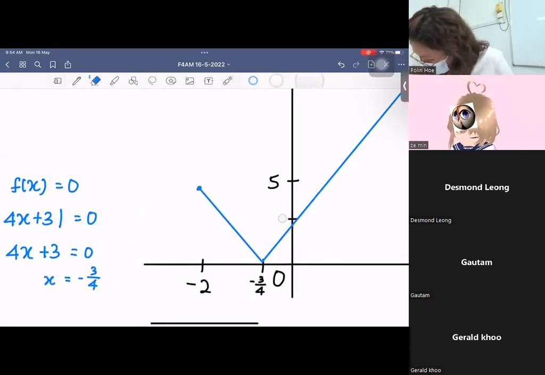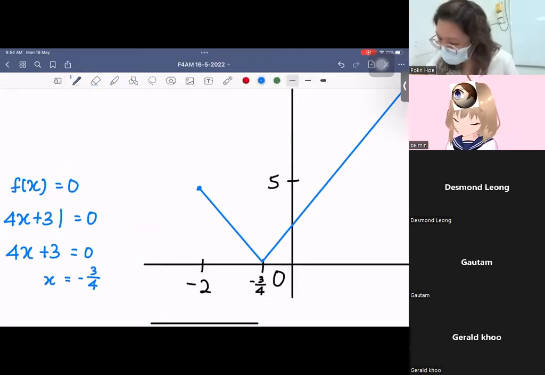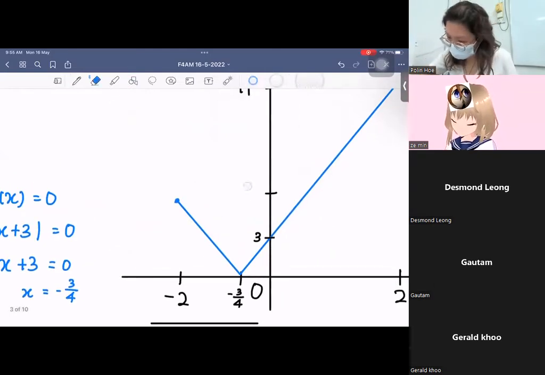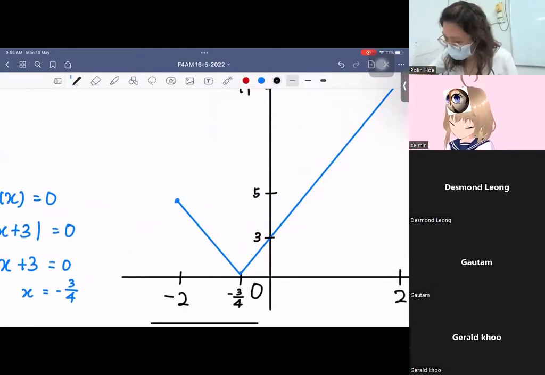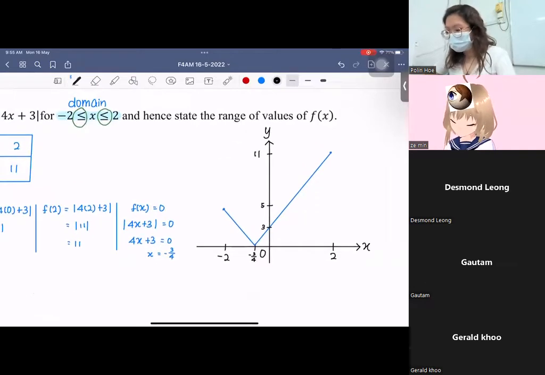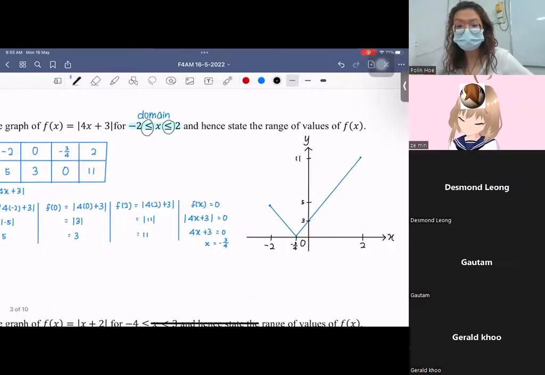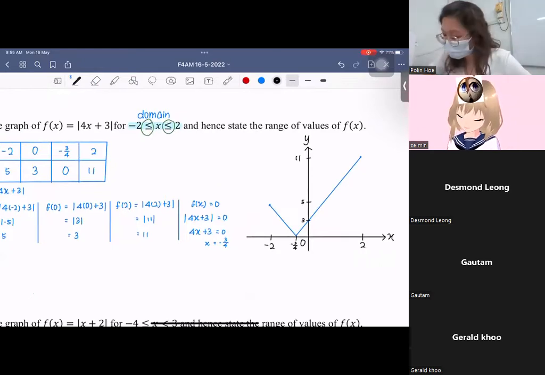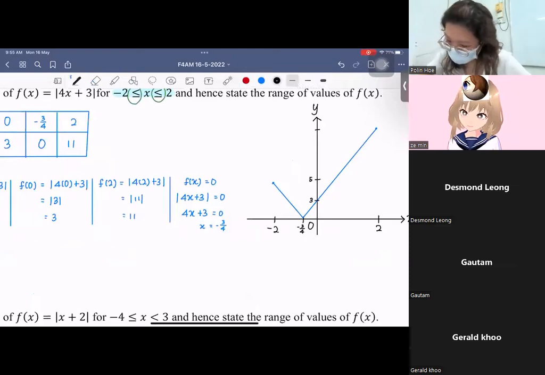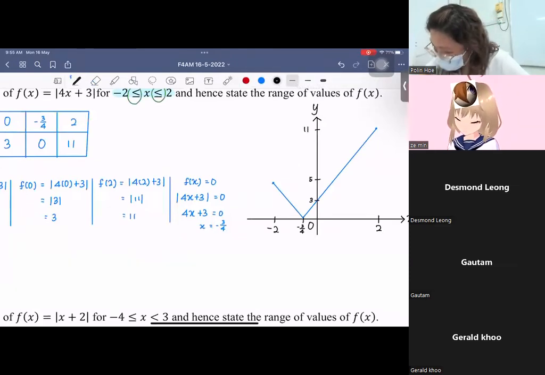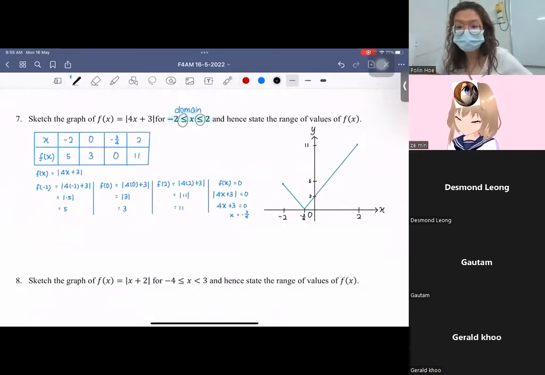Let me edit a bit. Now, this is the disadvantage of sketching, because you cannot draw it nicely. This is the answer. Correct or not? Wrong. What did I miss? Need to put the dotted line?